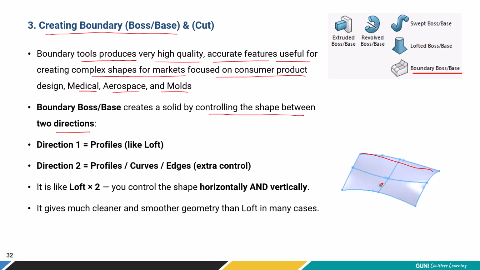Let's say this is one profile and this is the second profile. So this is direction 1 and these intermediate curves are called direction 2. So it is like a two-times loft, in this direction and this direction. So you can control the shape horizontally and vertically. Direction 1 is basically a profile, while direction 2 can be profiles, curves and edges to control external surfaces.